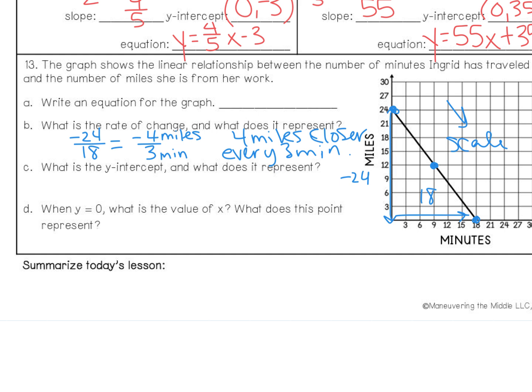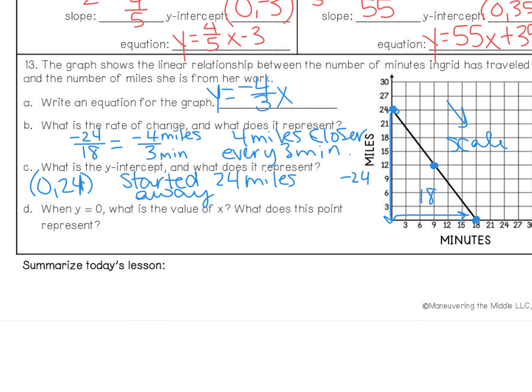We can't write our equation yet. What's the y-intercept? 0, 24. What does that mean? 24 up. That's where she started. She started 24 miles away. So now can we write our equation? What's our equation going to be? Negative 4 over 3 x plus 24.